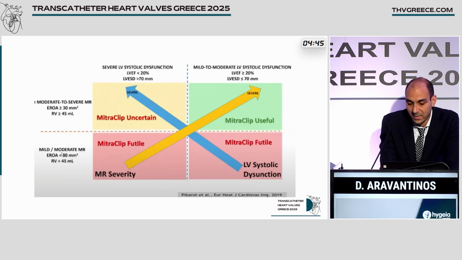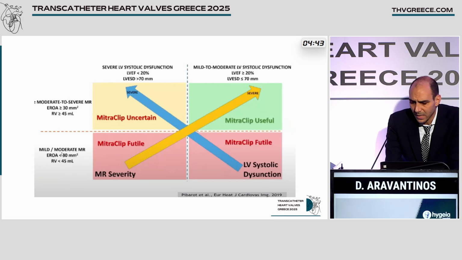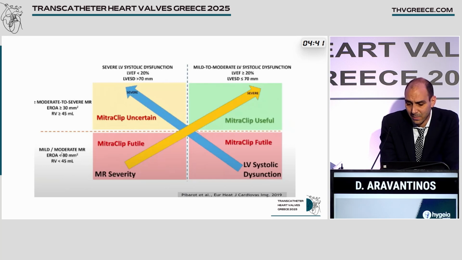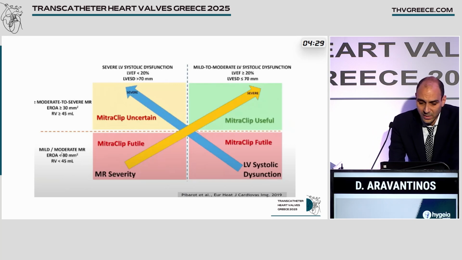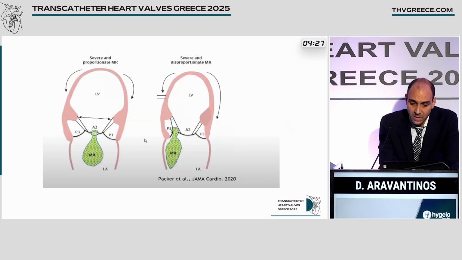And we can see in this table here that the MitraClip is useful in mild to moderate severe LV systolic dysfunction, ejection fraction between 20% and 50%, left ventricular end systolic diameter less than 70 millimeter, and moderate to severe MR also.